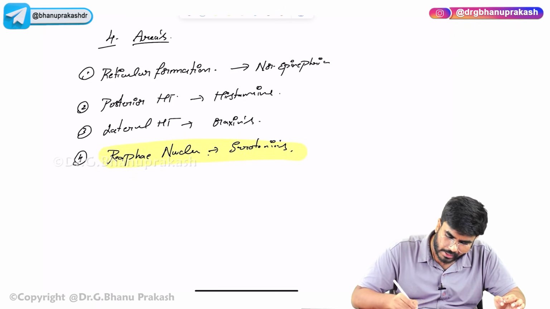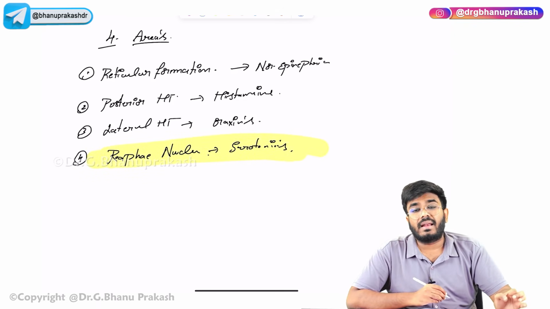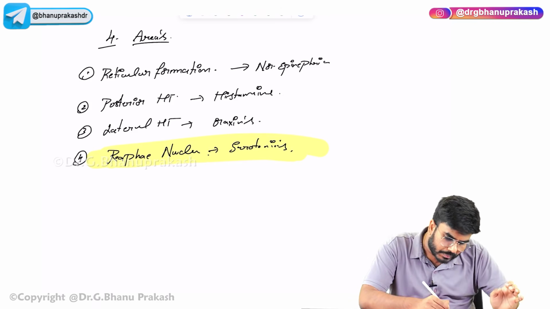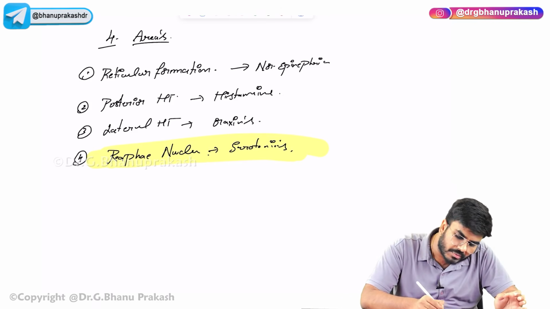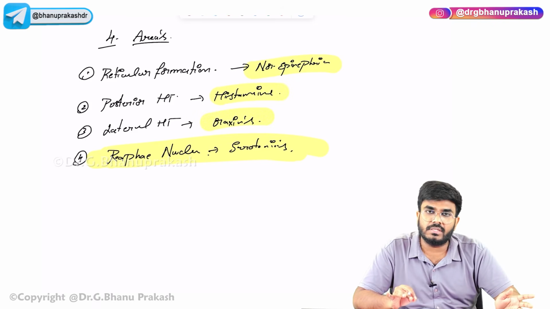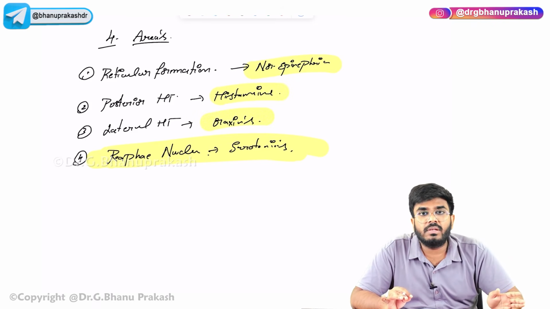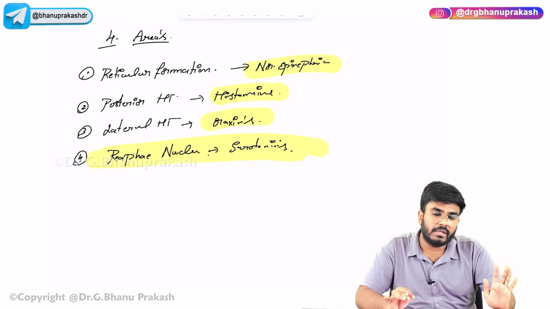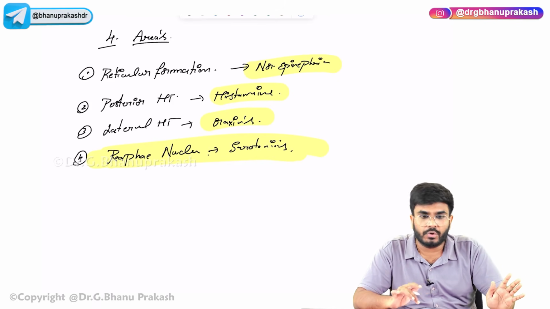What is the source of serotonin in the brain? It is the Raphe nucleus. Now, these are the 4 neurotransmitters: norepinephrine, histamine, orexin, and serotonin. These are the 4 neurotransmitters which are responsible to keep you awake. Right now, you are awake because of the 4 centers and 4 neurotransmitters.